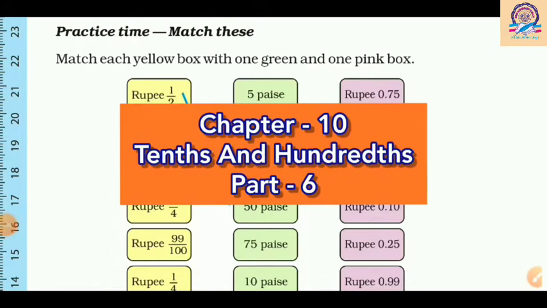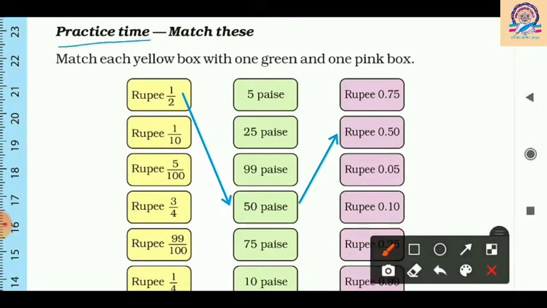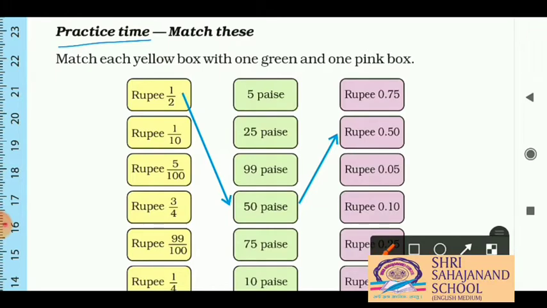This is the sixth part of the 10th chapter, Tens and Hundreds, of Class 5 Mathematics. Let's start the class. Now let's have an overview of today's class. In today's class we have a practice time, and in this practice time we will solve some questions based on decimal numbers and also fraction numbers. So now let's start.